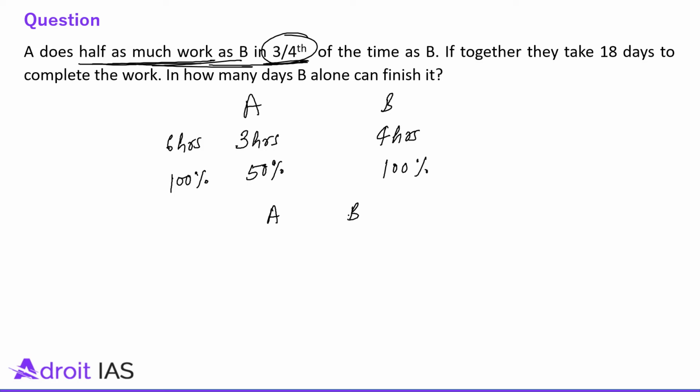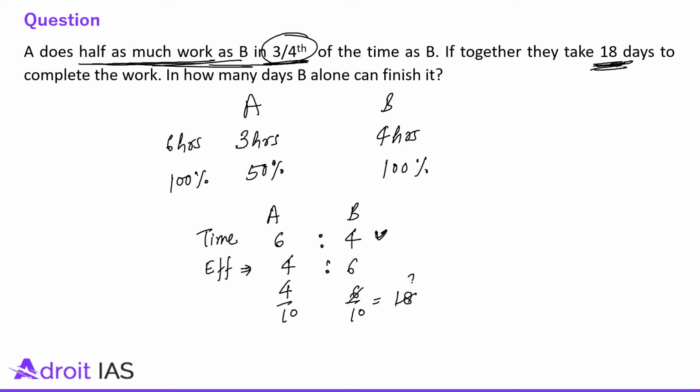So obviously the ratio of the time of A and B is given as 6:4, right? So the ratio of the efficiencies of A and B will be 4:6, right? So this is 4/10, and this is 6/10. From where has the 10 come? 4 plus 6 is equal to 10. In fact, I can write it as 3:2 also, but it is fine, no problem, right? If together they take 18 days to finish that work, see everyone, 18 days, fine. So this is 3, so obviously 30 days.